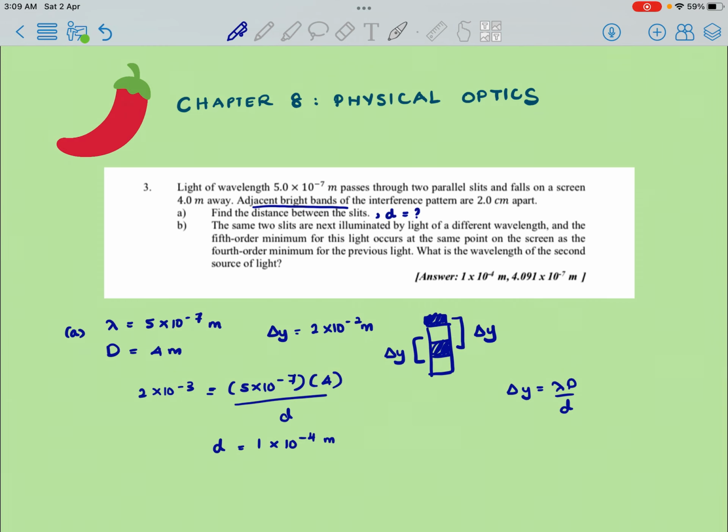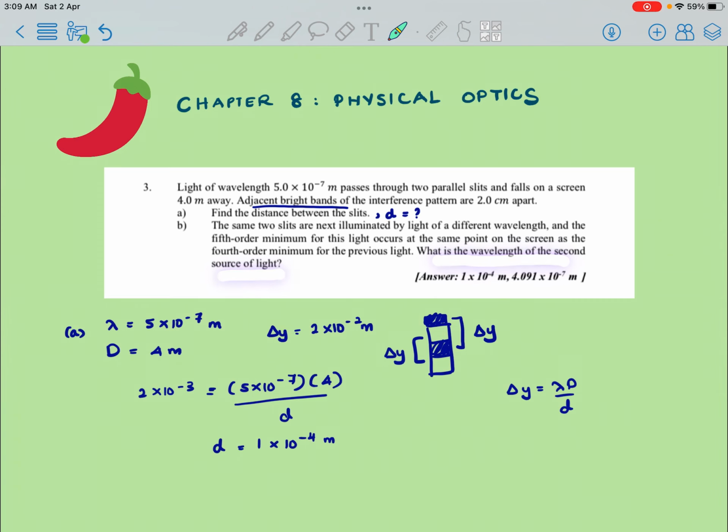Okay, so let's try to do B pula. So let's read the question. Okay, so the same two slits, okay, slit yang sama tadi tu lah, are next illuminated by a light of a different wavelength. Okay, and the fifth order minimum for this light, okay, occurs at the same point on the screen as the fourth order minimum for the previous light. Okay, so what is the wavelength of the second source of light?